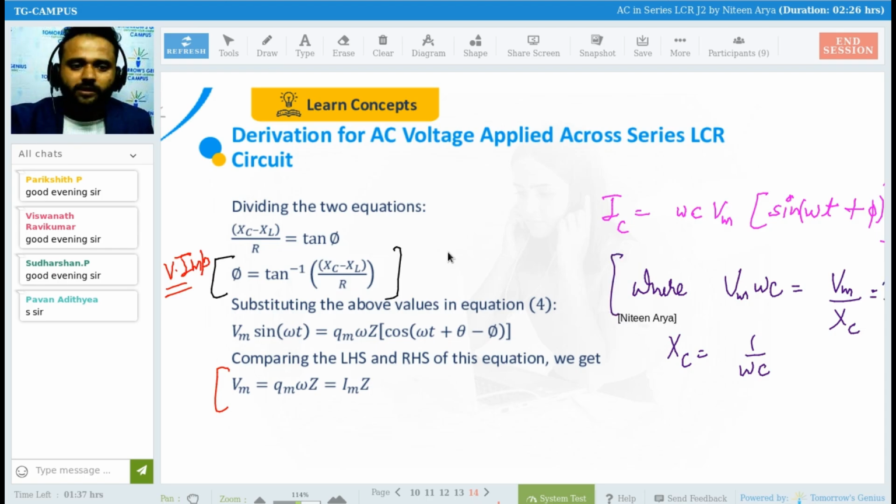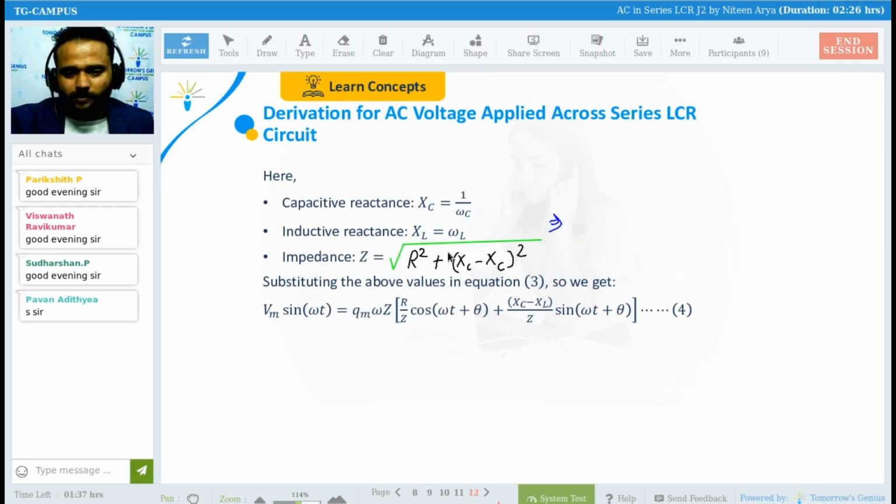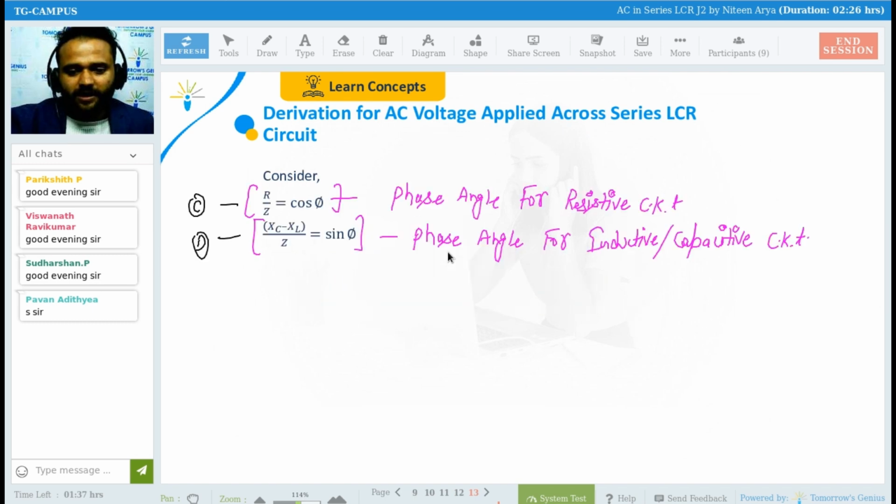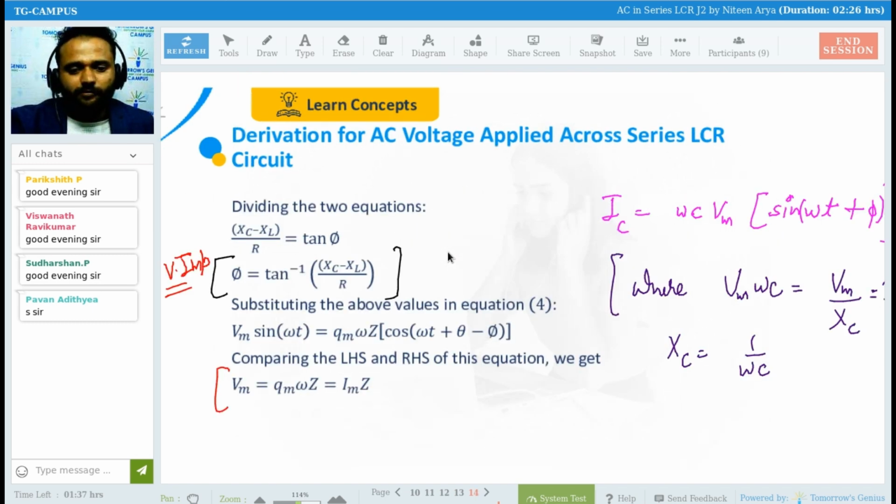Is this clear, everyone? So in the same fashion, whenever we put the values from the previous slide into equation number 4, and compare LHS and RHS, I get Vm equals Qm omega Z, because I can put sin omega t into cos omega t also. How so?